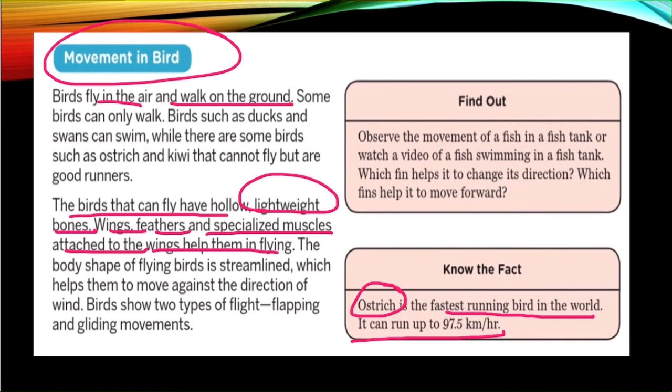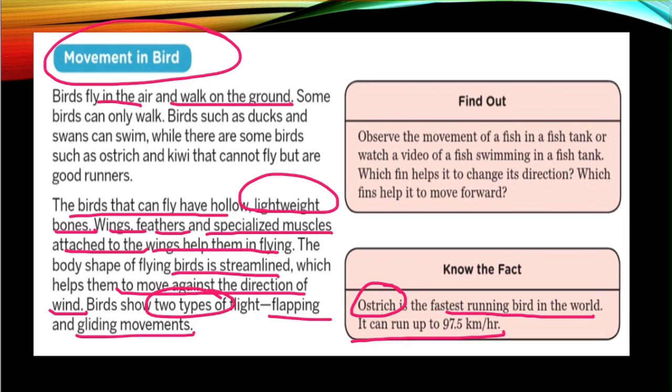One more thing, if you look at the shape of the bird, it is streamlined, which helps them to move against the direction of wind. Thereby they can easily cut the air and move forward. One more important point, birds show two types of flight, flapping and gliding. Flapping movement you can see in myna and sparrow, whereas gliding movement we can observe in eagle.